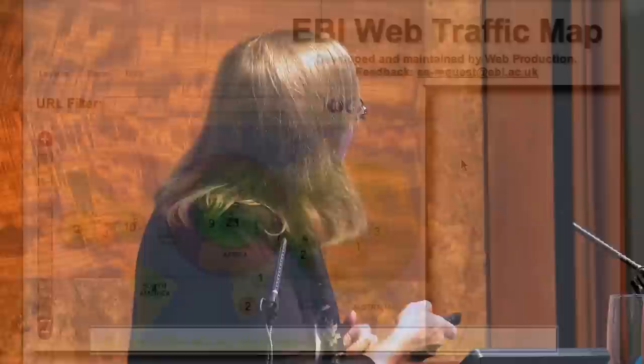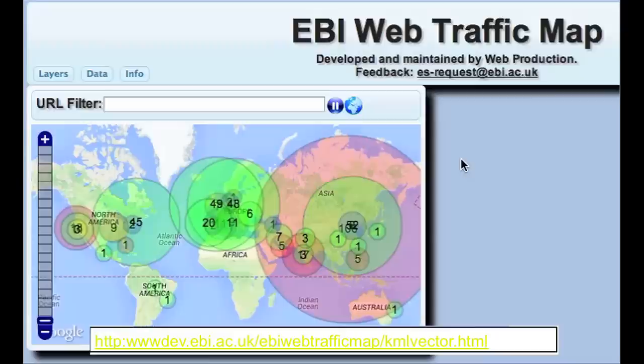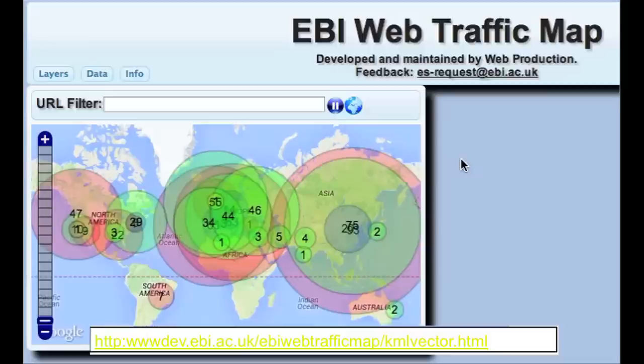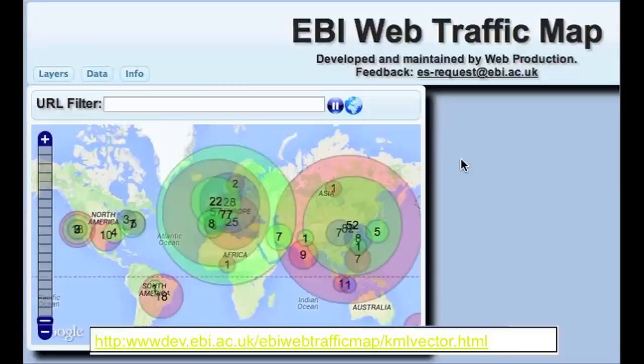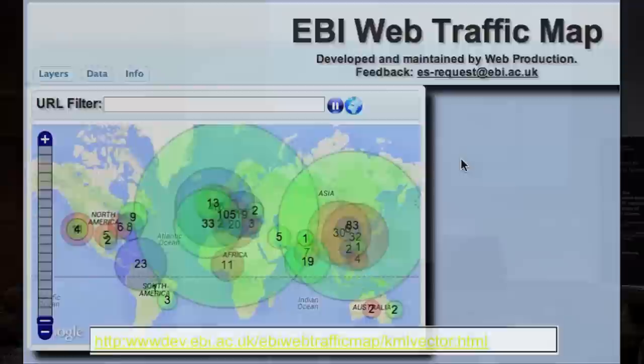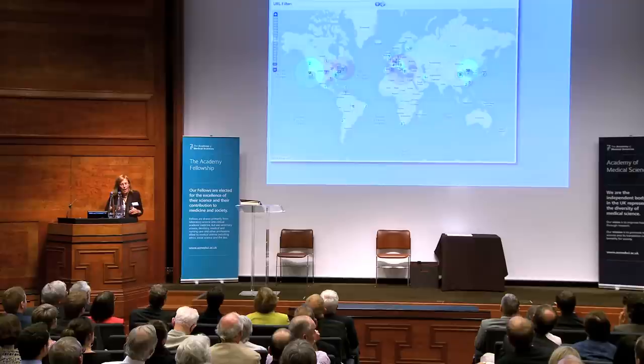Now, I don't know if this is going to work. So what I wanted to show you was, this is live. So as we are sitting here, this is the use of all the data at the EBI around the world. The size of the circle represents how much data is being downloaded. And you can see that it's just used all over the world. Every day we have over 9 million hits on our data resources. This is a phenomenal infrastructure.